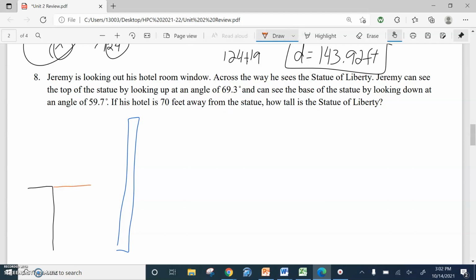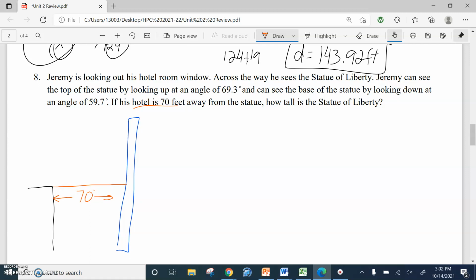Now, the point, though, is that we have this line of sight. So we know one piece of information is the hotel is 70 feet from the statue. Now, let's be honest. If we're talking reality, I don't know what hotel is 70 feet from the Statue of Liberty, but that's probably not realistic. So I hate to say it, we do have to stick with that number. 70 feet is that horizontal distance.